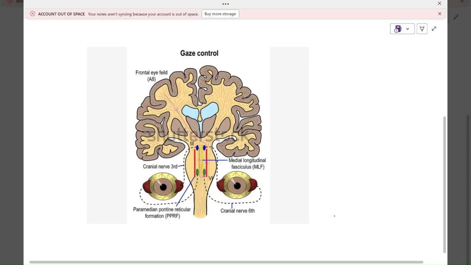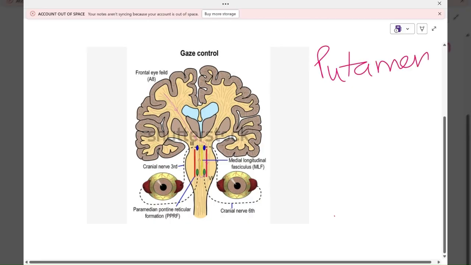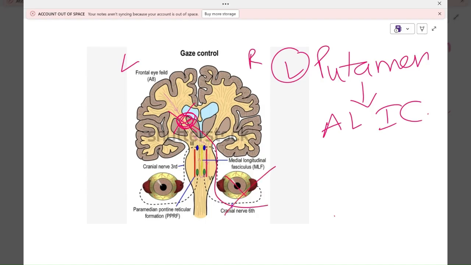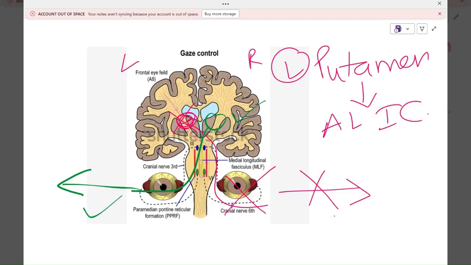Now let's discuss the putamen hemorrhage. Putamen hemorrhage affects the anterior limb of the internal capsule, somewhere here. This is affected, this is gone. Suppose it is on the left side. Again the whole thing is gone, so I am not able to look to the right side, but the right side one is good, so I'll be able to look to the left side. That is why again the gaze is deviated to the same side.